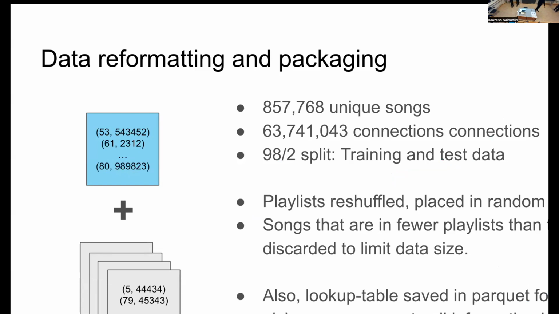And we also did some more cleaning on this. We actually removed some connections in this graph because it became too heavy. We only kept songs that have more than 2 connections. But this still means that the data set we worked on had 857,000 songs in it, and 63, or almost 64 million connections, or edges.